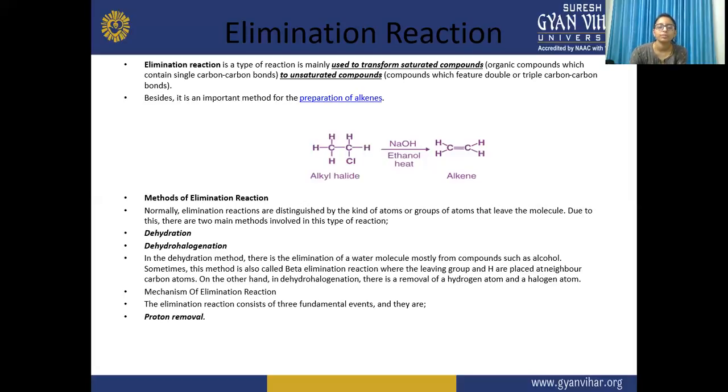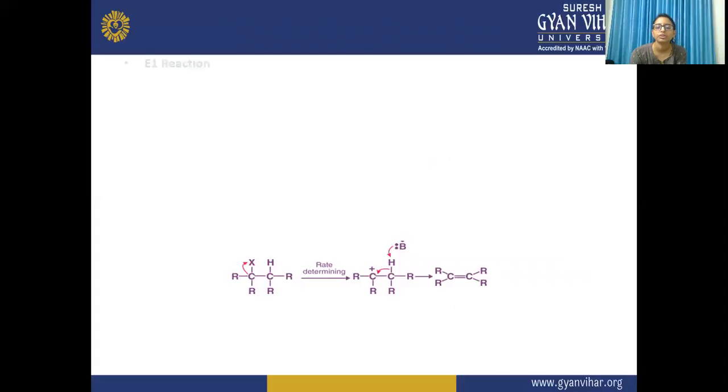So, mechanism of elimination reaction. What are the conditions for the mechanism of elimination reaction? The elimination reaction consists of three fundamental events. There is proton removal, the proton is removed. A pi bond is formed, a double bond, as in an alkene. And there is a breakage of the bond of the leaving group, where the leaving group is leaving. So this is your elimination reaction.